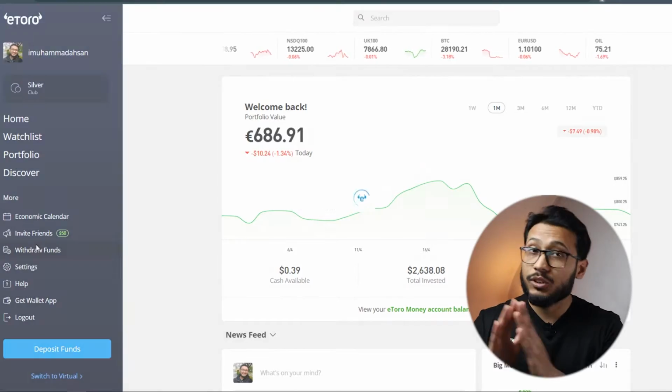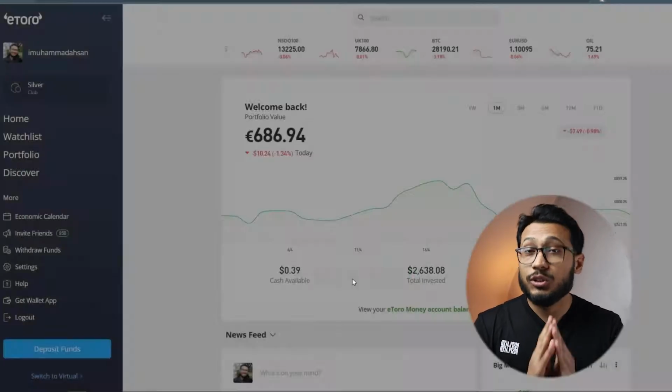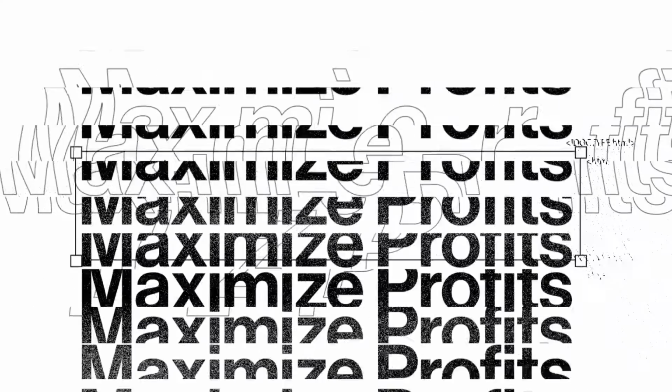If you have made profits from your copy trading, you can withdraw them from your eToro account. Simply go to the withdraw section and choose the amount you want to withdraw. It's important to note that there may be fees associated with withdrawing funds, so be sure to check out eToro's fee structure. So how can you maximize your profits using copy trading on eToro?